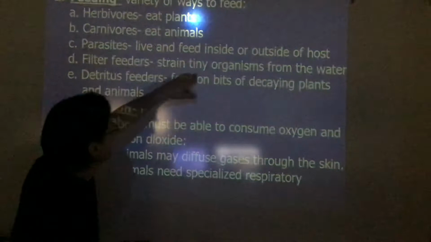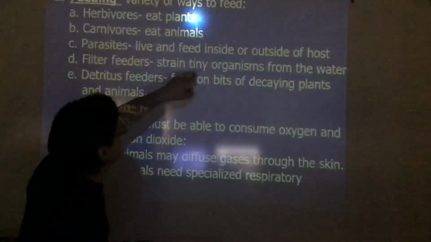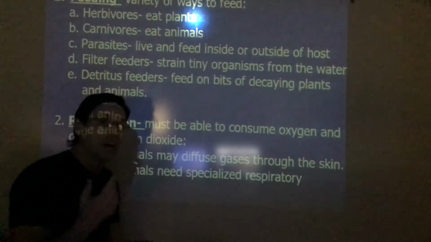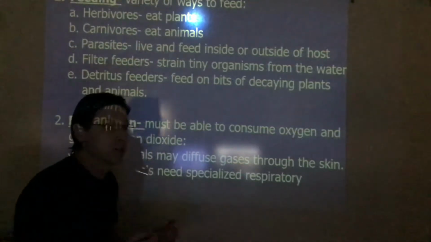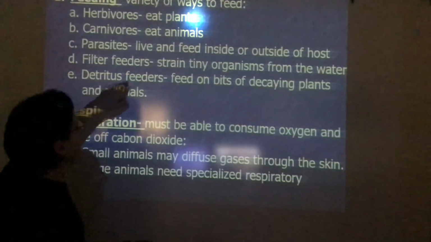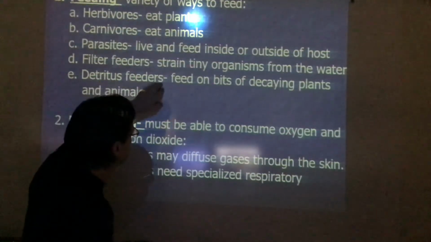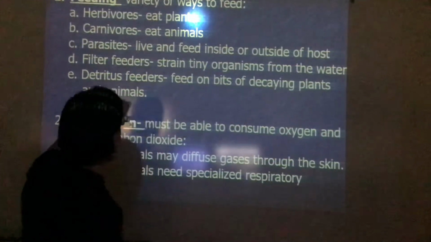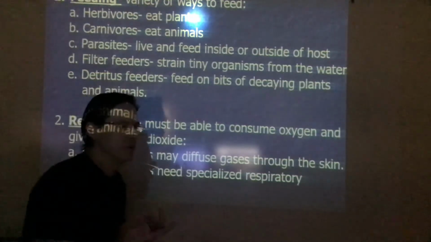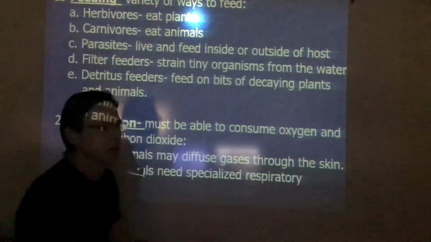Filter feeders strain tiny organisms from the water. You will see a lot of filter feeding with some of these early invertebrates because they don't have any advanced feeding systems. Detritus is the fancy word for dead and decaying material. They feed on bits of decaying plants and animals, fungi from the fungi kingdom, and various other things that feed on this stuff. A lot of times they're microscopic or very small organisms that feed on that.